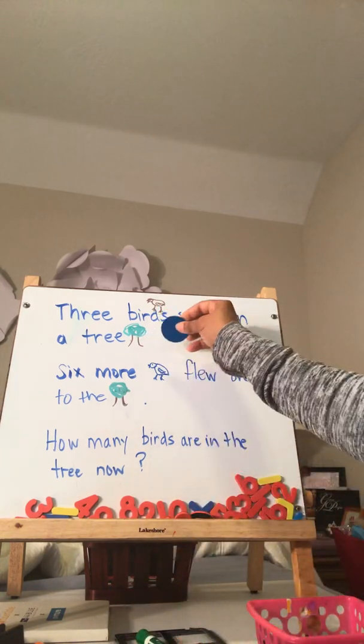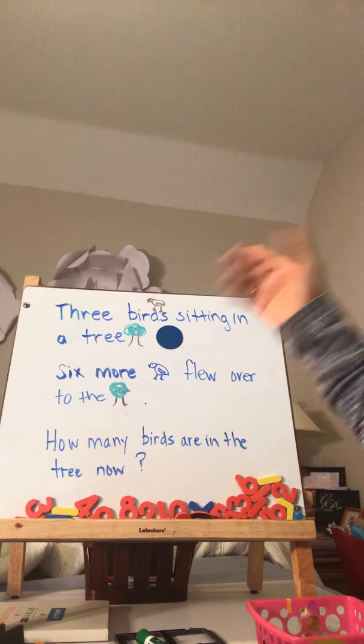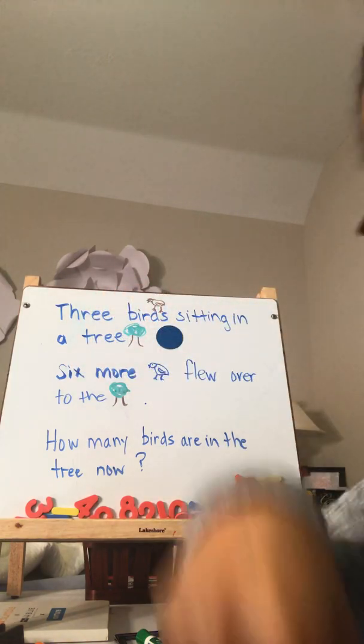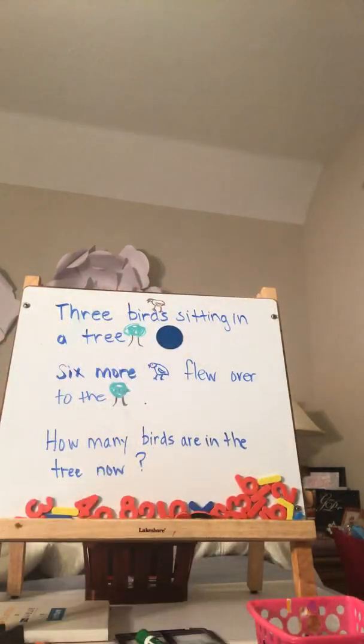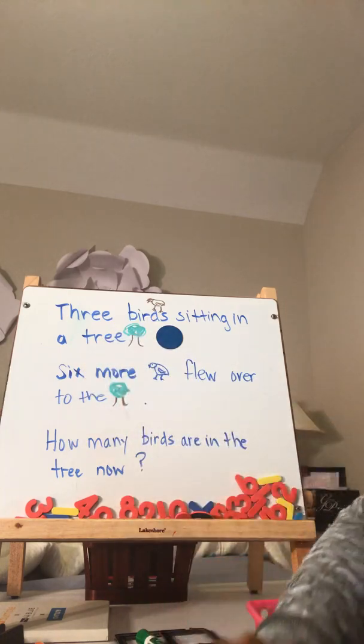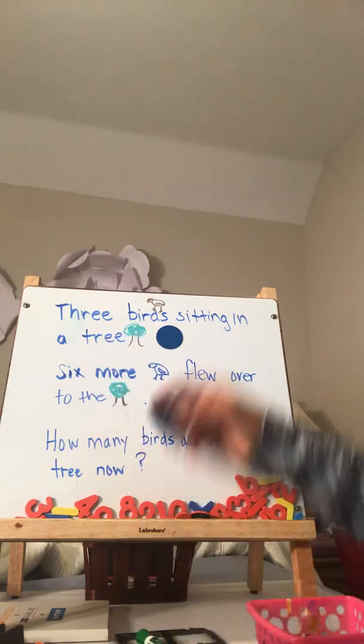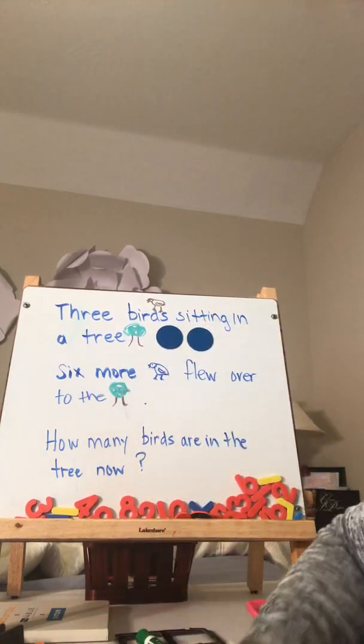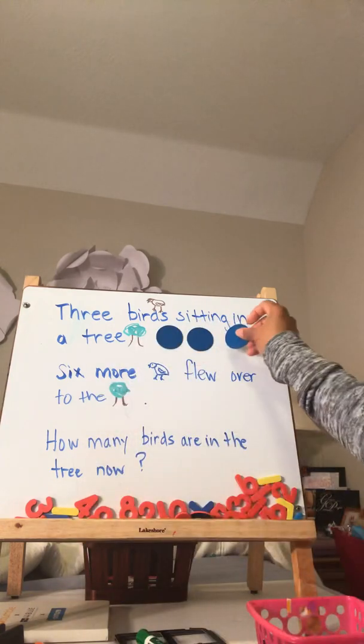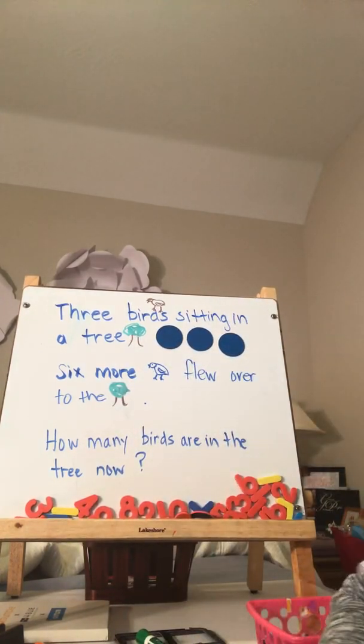So this says 3 birds. How many objects will I need to represent 3 birds? That's right, you're going to need 3. It already told me there's 3 birds sitting in the tree. So I'm going to pick 3 blue dots. 1, 2, 3. 3 birds are sitting in the tree.